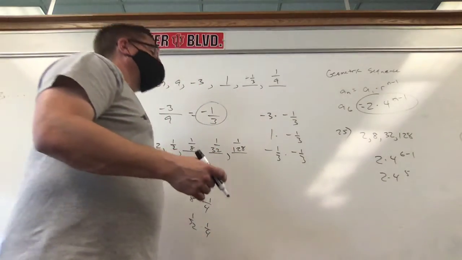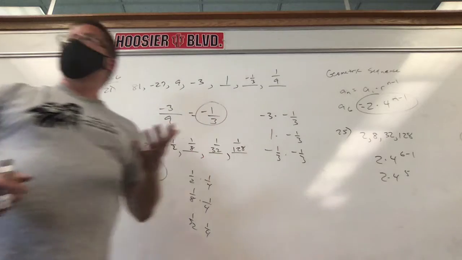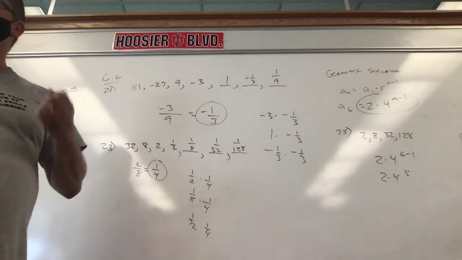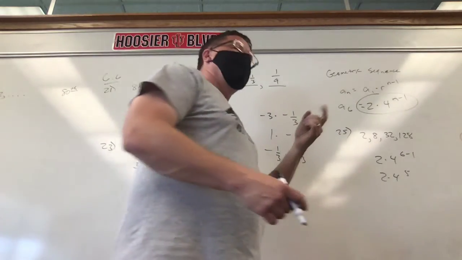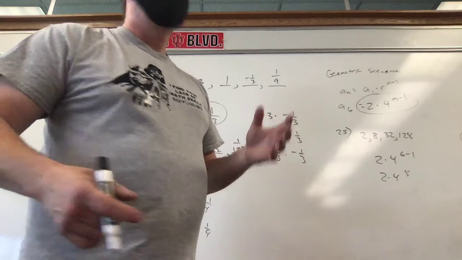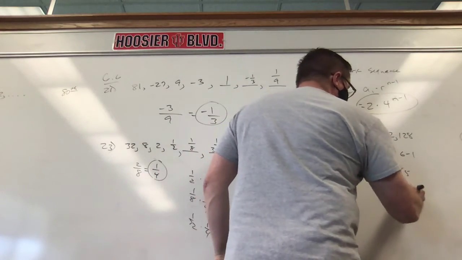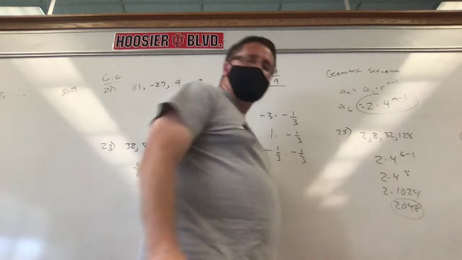All right, so make sure you do your powers first. 4 to the 5th. A lot of students say that's 20. It's not 4 times 5. It's 4 times 4 times 4 times 4 times 4. That's a big number, okay? 4 times 4 is 16. 1,024. Say it again. It's 1,024. And then take 2 times 1,024. That's 2,048.